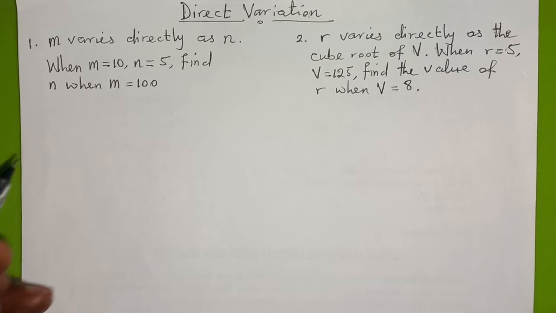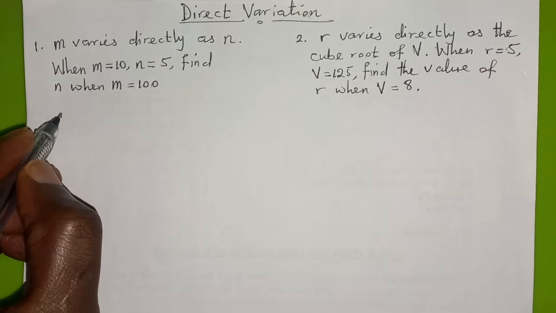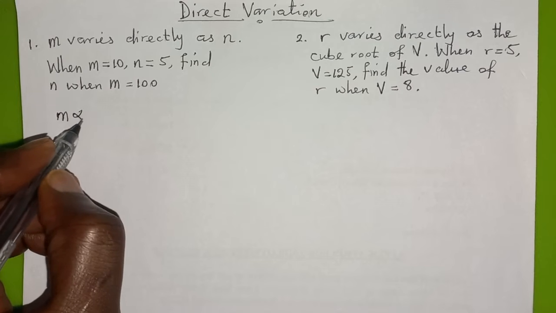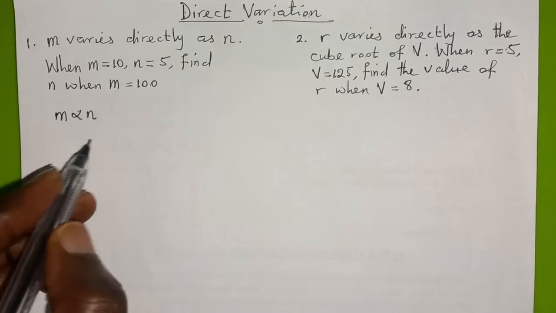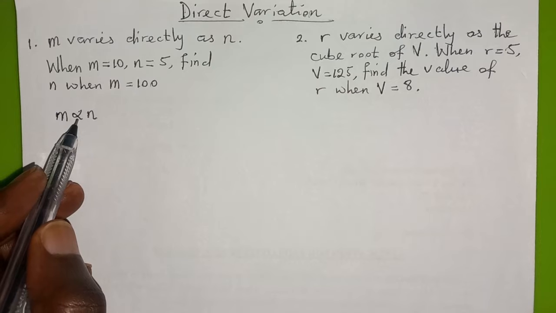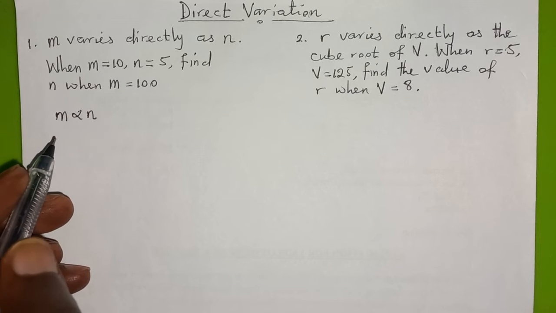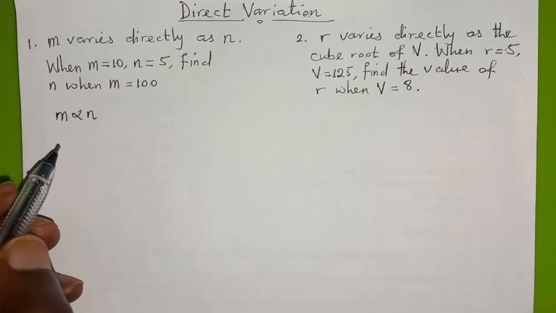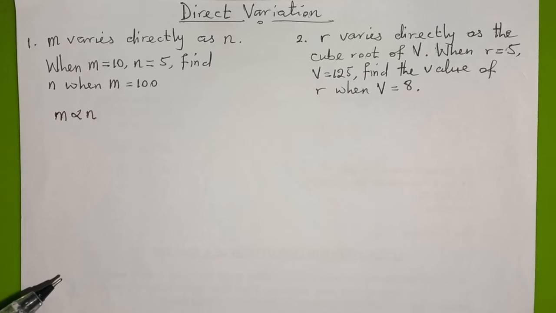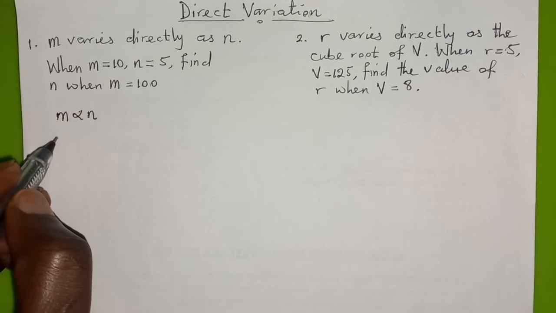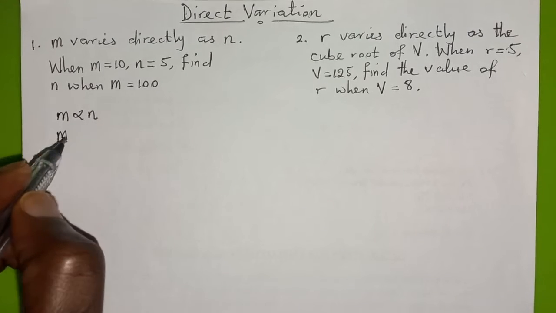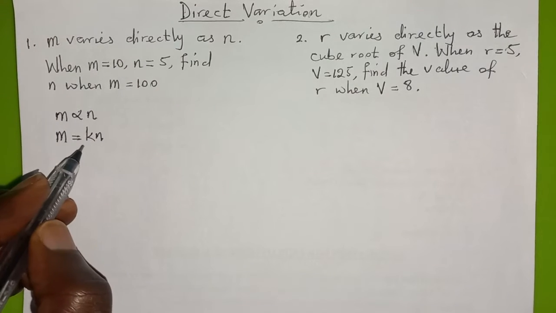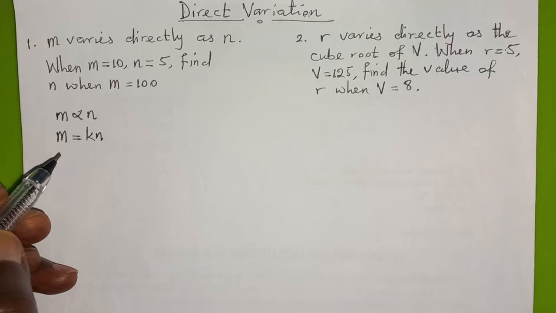What that means is that m varies directly as n. This is the expression. This is the variation sign. We can change the variation sign to an equal sign by introducing a constant of proportionality. So this will become m equals kn. This k is our constant of proportionality.